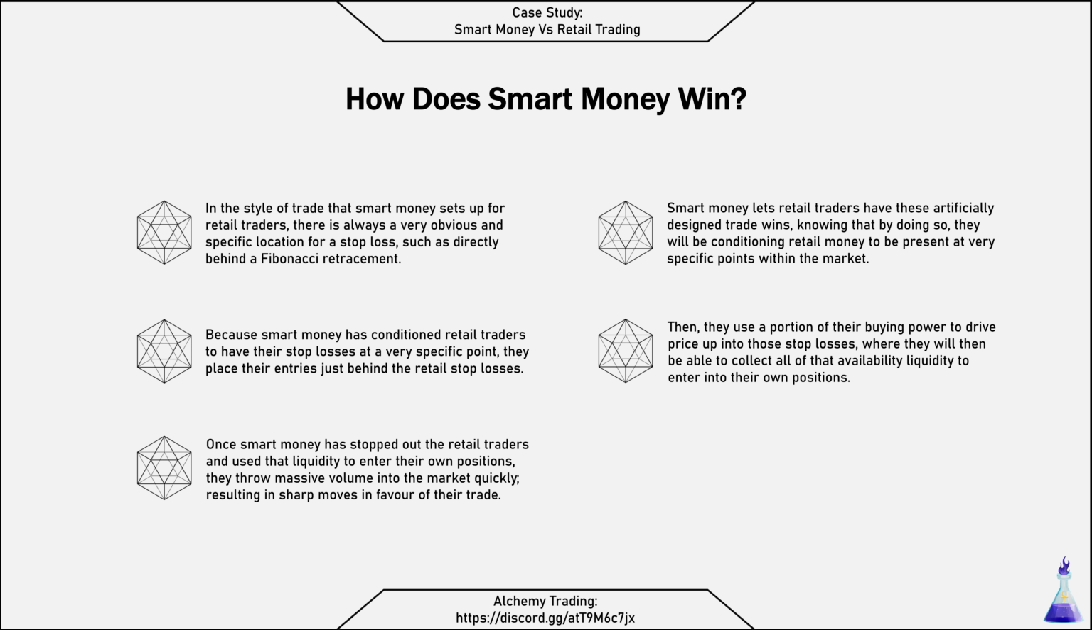Once smart money has stopped out the retail traders and used that liquidity to enter into their own positions, they throw massive volume into the market, resulting in an extremely sharp move in favor of their trade. This allows them to make massive profits very quickly, and retail traders never see it coming. When it's all said and done, smart money has the capability to walk away with trades as big as a 1 to 100, which, to clarify, means 1% risk for 100% return on investment.